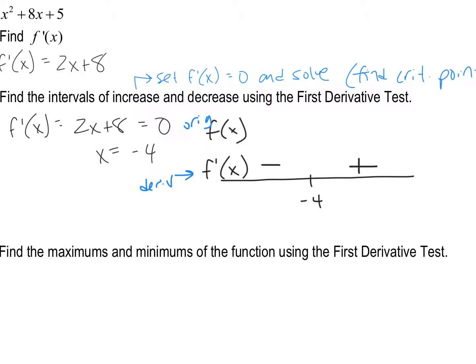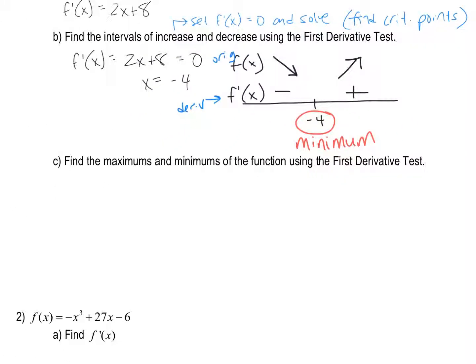Okay, so now let's remember what we know about derivatives. If the derivative is negative, doesn't that mean that the original function is decreasing right there? Because if the derivative is negative, that means negative slope. That means the roller coaster is going down. So how about this? What if the derivative is positive? That means my roller coaster is going up. So that means that this value is a minimum, because the roller coaster goes from down to up.